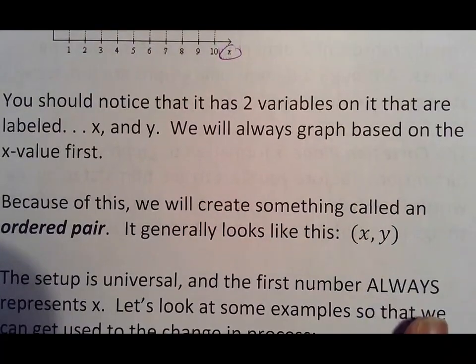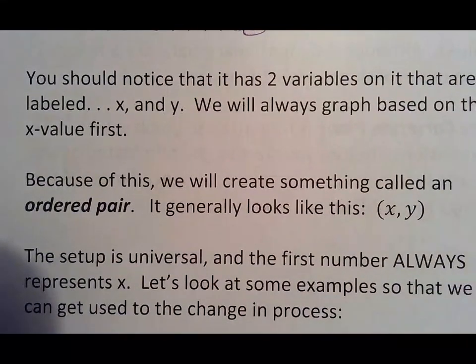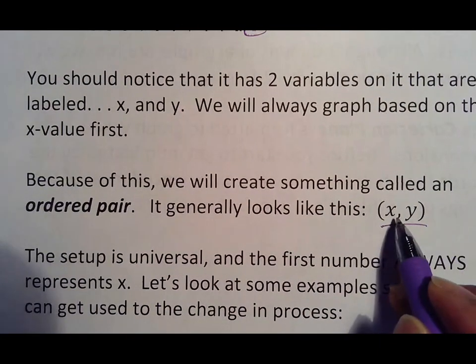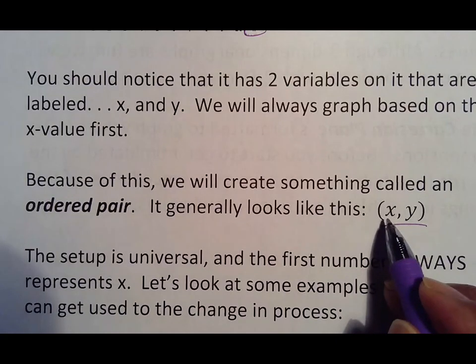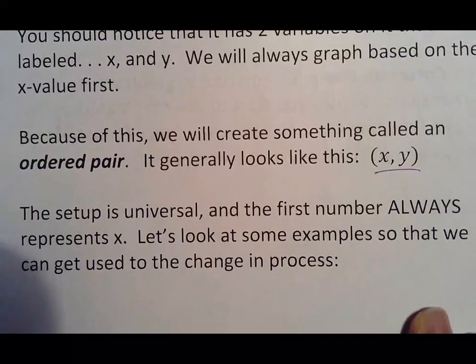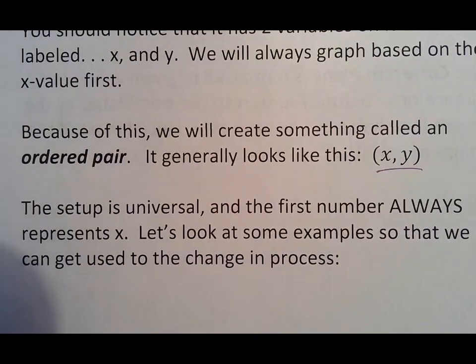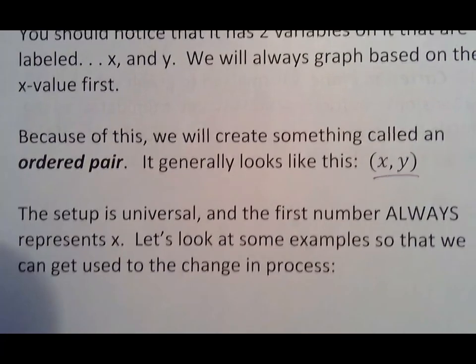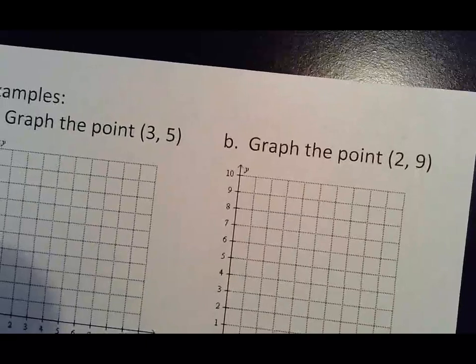Because of this, we can create something called an ordered pair. The ordered pair usually looks like this, where the first value is your x, which is forward. Your second value is your y, which in today's activity is up. The setup is universal, and the first number always represents x. It will never change. So let's just look at some examples so we can get used to the process.